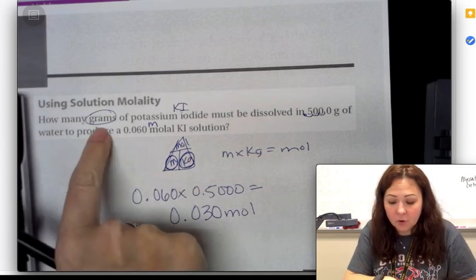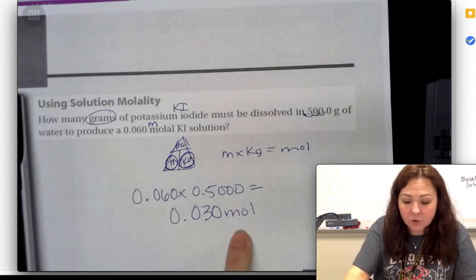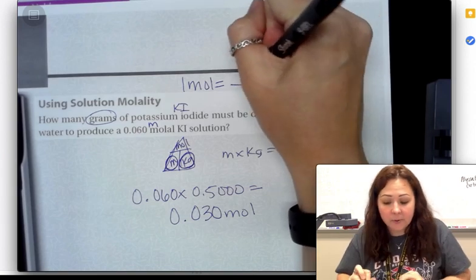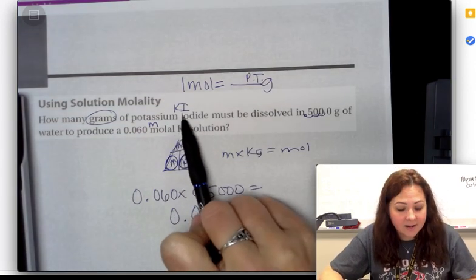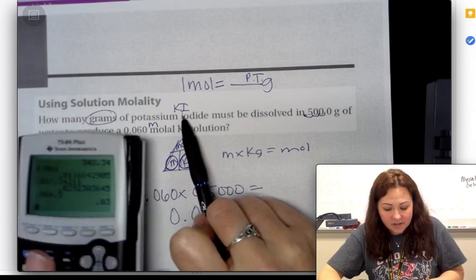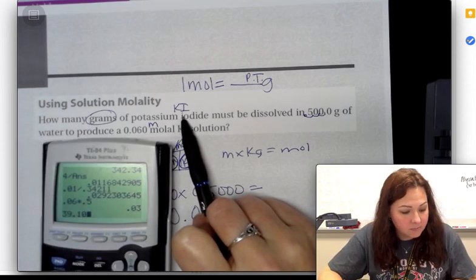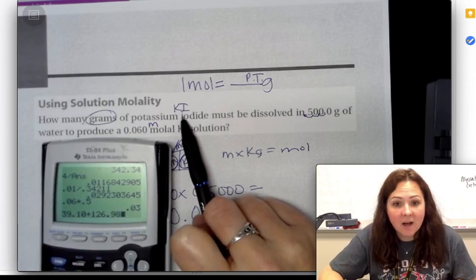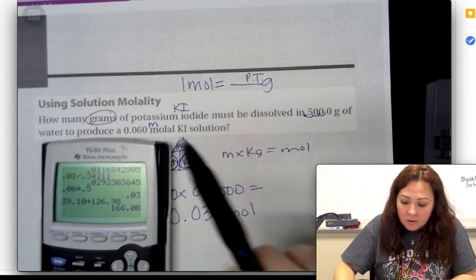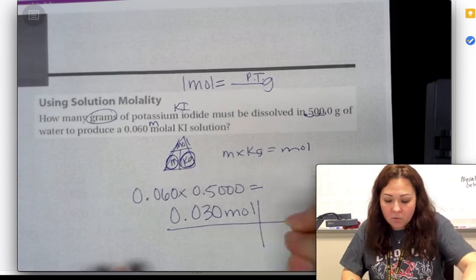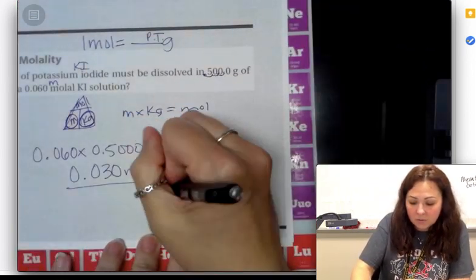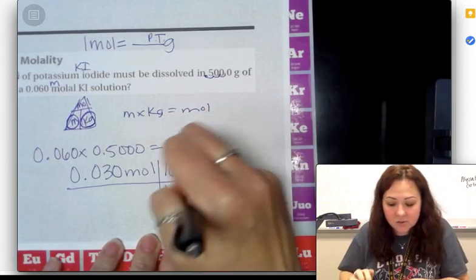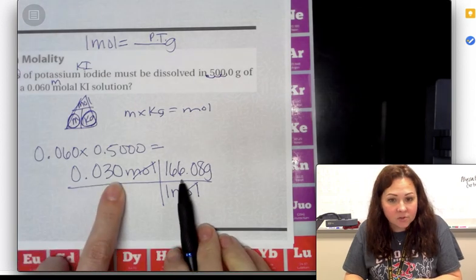That gives me moles. Now the question is asking for grams. So with the question asking for grams here, I'm going to take my moles and convert it to grams by using my 1 mole is equal to however many grams there are from the periodic table. So I need the mass of potassium iodide. Potassium on the periodic table has a mass of 39.10 grams plus 126.98 grams for the mass of iodine. So I'm going to take my 0.030 moles. 1 mole has a mass of 166.08 grams. Moles cancels, so now I just multiply these two to get my answer.